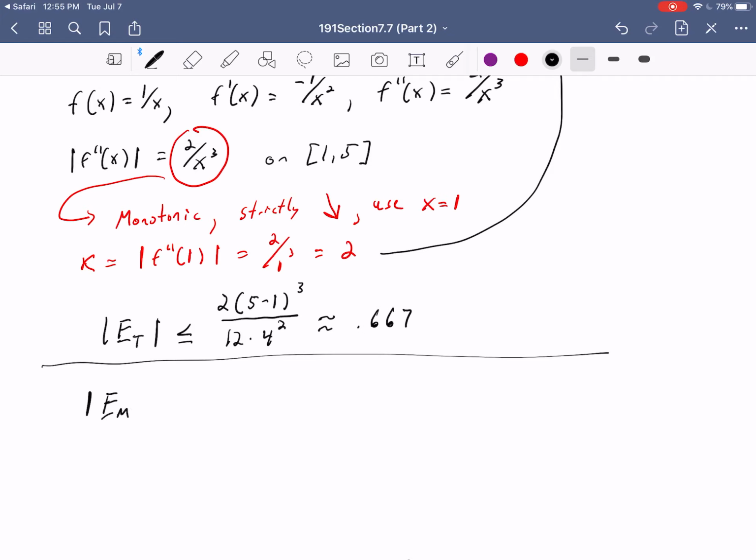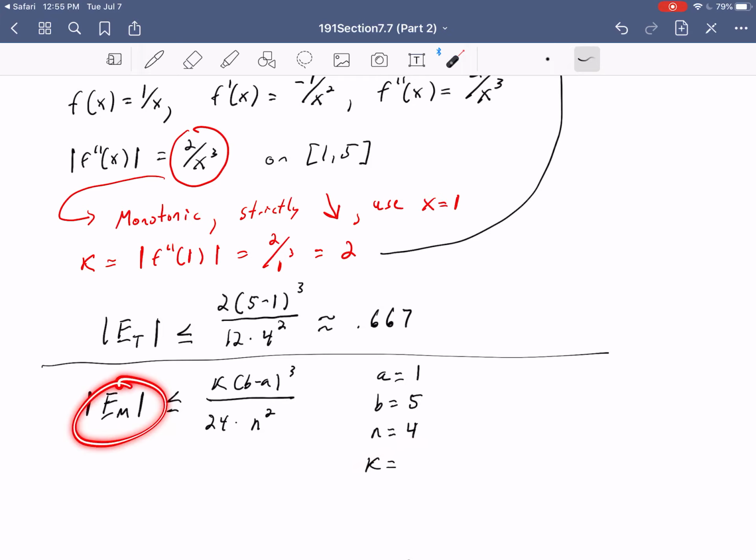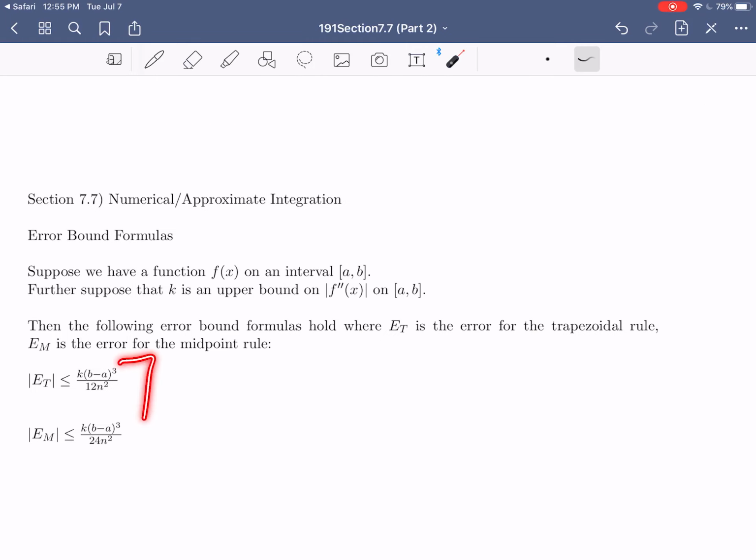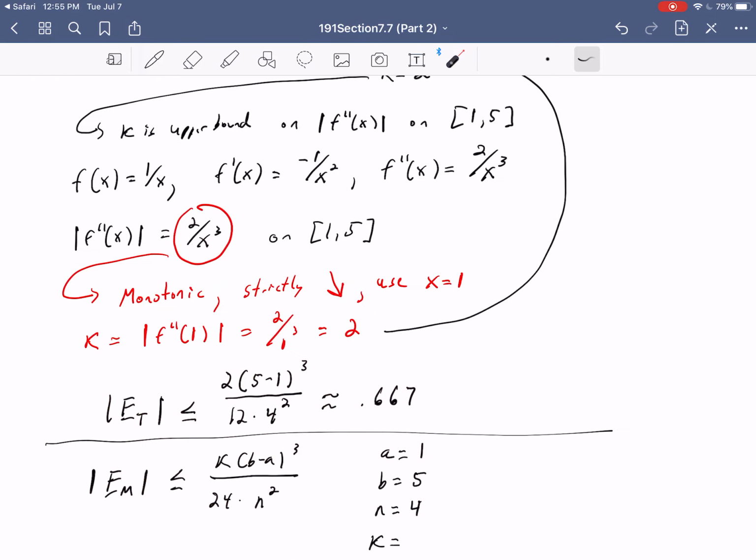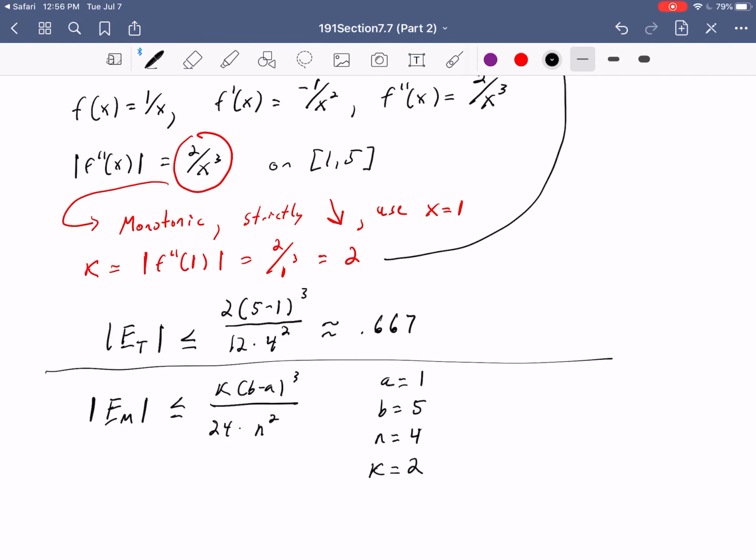So the maximum error for the midpoint rule is k(b minus a) cubed over 24 times n squared. Then, again, we need to know a, we need to know b, we need to know n, and we need to know k. Well, again, a is 1, b is 5, n is still going to be 4, and this k, well, even though this is a different rule, the k is the same thing, right? When we stated these error bounds back here, we said that for both of these, this k references the upper bound on the absolute value of the second derivative on a to b. So in this case, we know that the k is just going to carry over as 2 here.